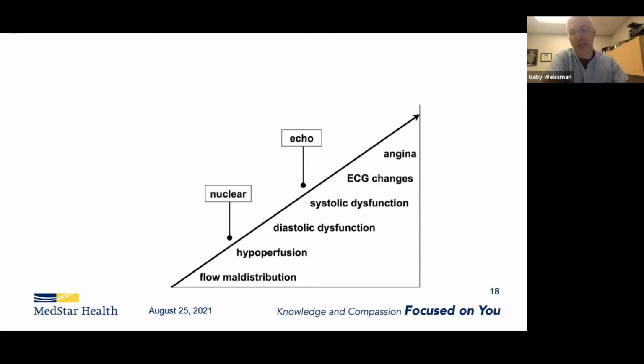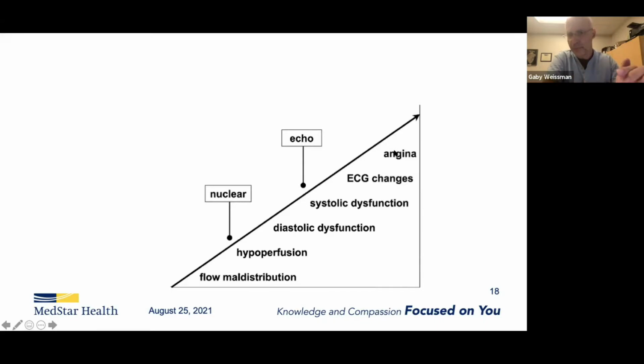So as you have a lesion and as the lesion severity in the coronaries gets worse, it has various abnormalities that come, and they come generally in a somewhat sequential fashion. So initially you get flow maldistribution, then hypoperfusion, so the territory gets less perfusion. You then start having diastolic dysfunction. You then move on to systolic dysfunction. After that, you get EKG changes, and lastly, you get angina, you get chest pain.